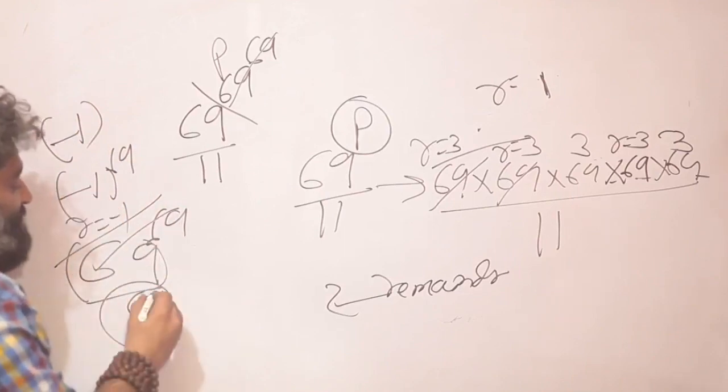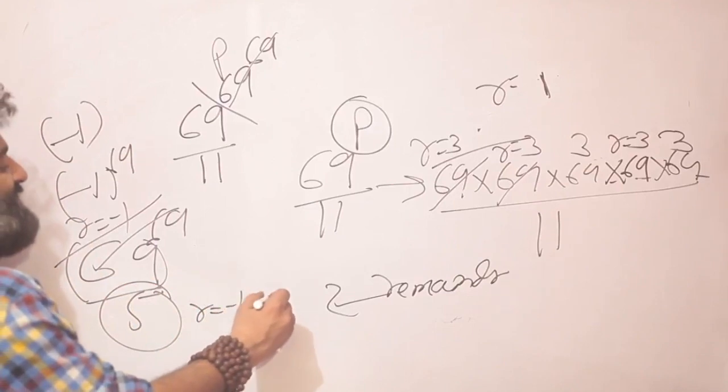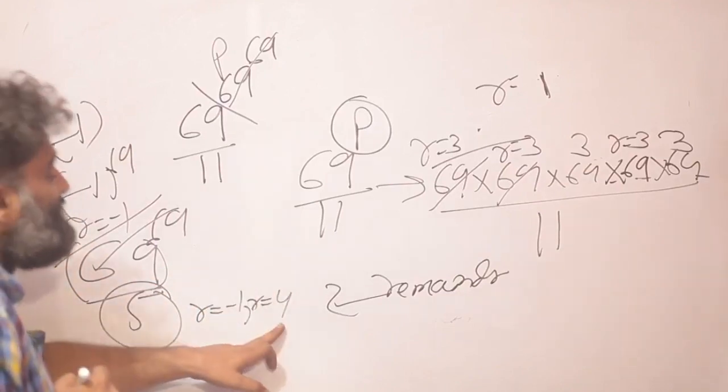What are we dividing with? We are dividing by 5. That means a remainder of -1 is the same as a remainder of 4. What does this mean?